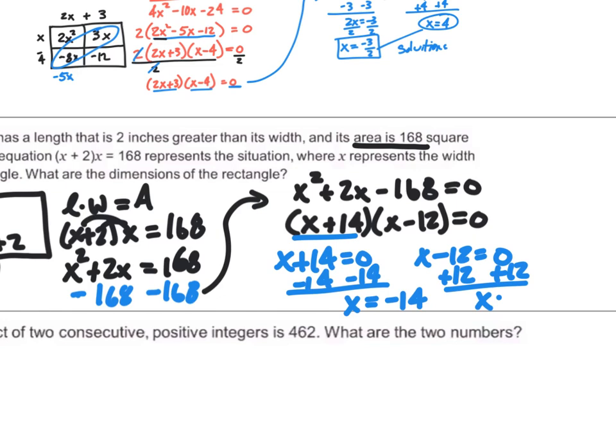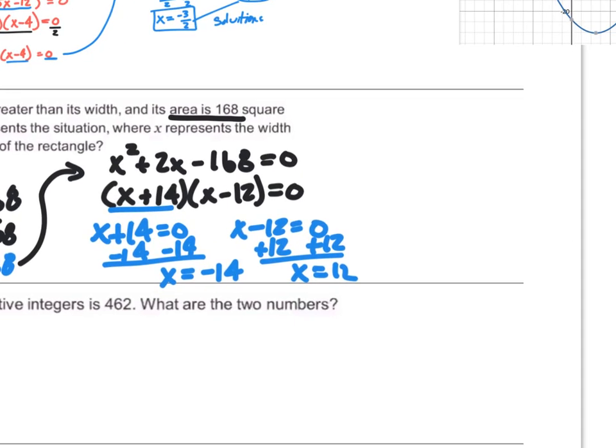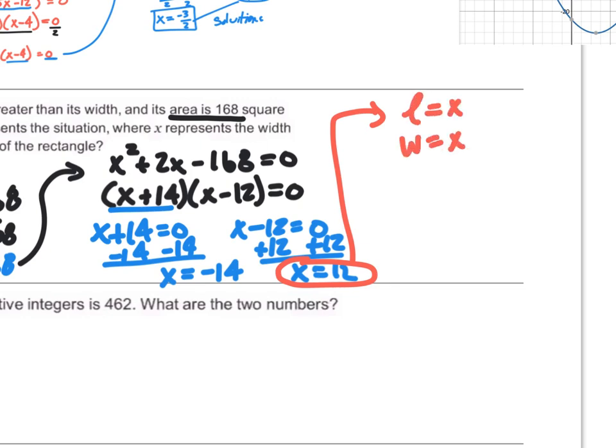All right, so what we have to realize is which one of these would be one of the side lengths of the rectangle? And the answer is that this answer here would be the most reasonable answer. The reason why is that our length is equal to x and our width is equal to x plus 2.